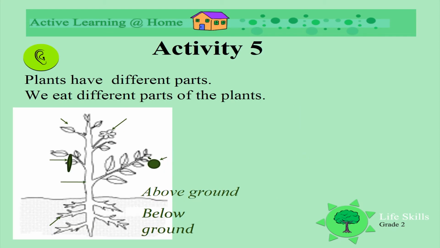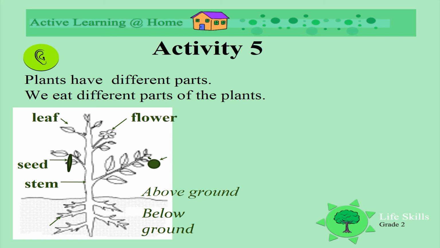Plants have different parts. We eat different parts of the plants. Let's have a look at what they are. We eat the seeds. Some seeds, like nuts, we eat. Plants have stems. Some stems are soft and some stems are hard. We eat stems like the stems of celery. Plants have leaves. We eat lots of plants that are leaves. Some of them are herbs like parsley or oregano. What about the spinach leaves? We eat different kinds of leaves.